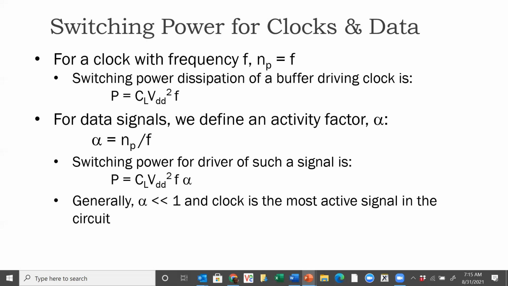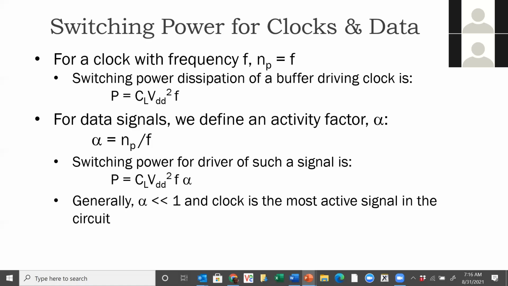For data signals, things are a little bit unclear because it's not easy to tell how many pulses there are per second at the output of any combinational gate or even any sequential gate. So at the output of any gate, what the pulses per second are is not that clear, particularly for combinational gates. Sequential gates only switch at clock edges, so their activity is related to the clock frequency in a much more direct manner. For the outputs of combinational cells, it's very unclear how many pulses there are per second.